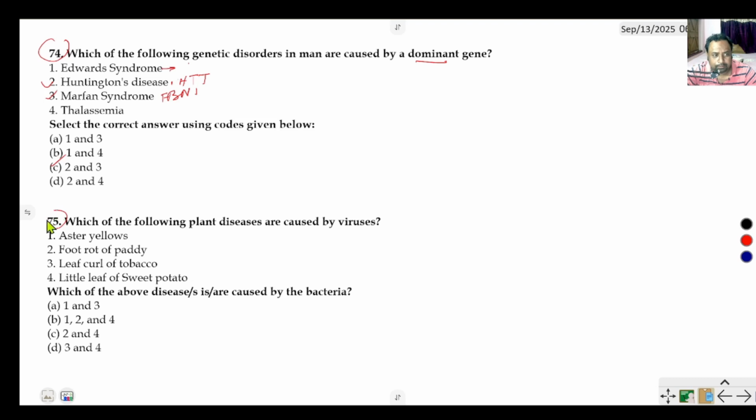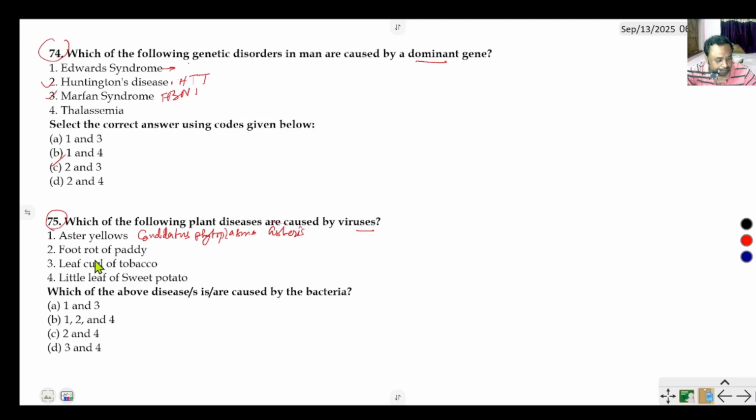Question number 75 says, which of the following plant diseases are caused by viruses? First, aster yellow. Aster yellow is caused by Candidatus phytoplasma asteris. This is not a fungal disease.